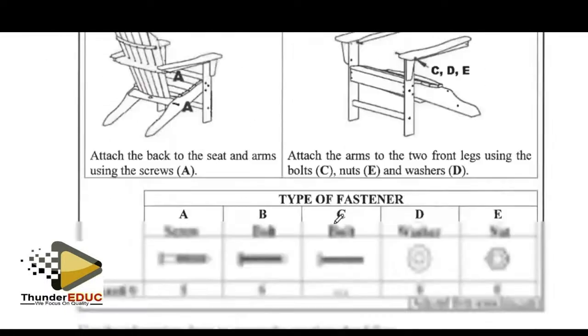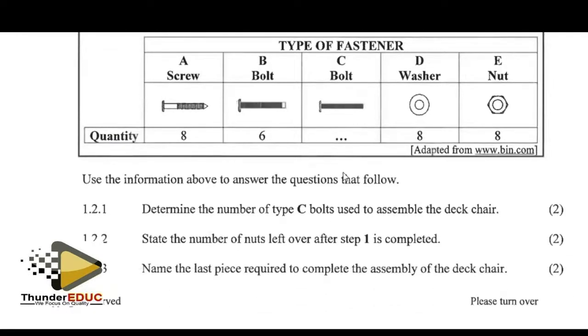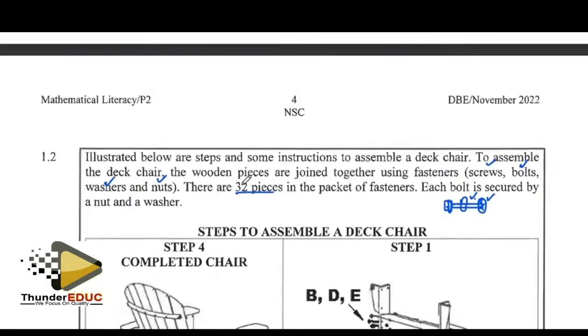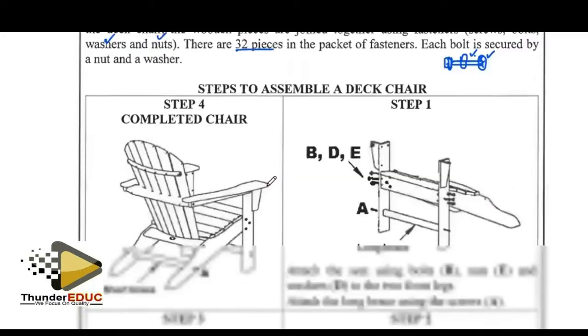So let's come down here. When we look at this bolt C, the numbers are missing. So in other words, when I add my 8 screws plus my 6 bolts plus my type C bolts, which are not there, I will leave it as C, plus my D, which is 8 washers, plus E, which are 8 nuts, I should get the answer as 32. Where am I getting 32 from? From the scenario. A pack consists of 32 pieces.